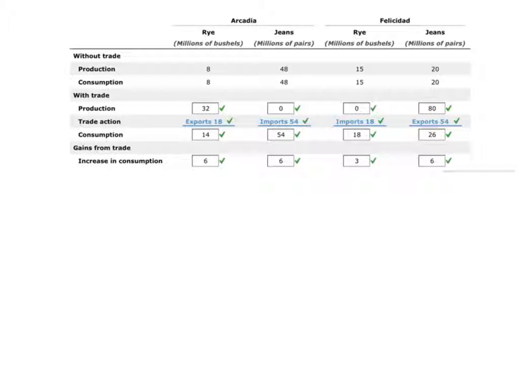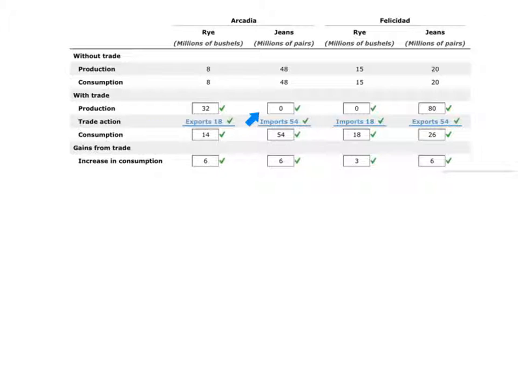So Arcadia is producing bushels of rye, and as you recall, they produced 32 million bushels of rye. Felicidad is producing jeans, and they could produce 80 million pairs of jeans. So each country is producing only one good now. And then they trade. They trade at 18 to 54. So in the case of Arcadia, they exported 18 million bushels of rye. That means they had 14 left. So 32 minus 18 gets you your 14. Before they produced 8. Now they're producing 14.